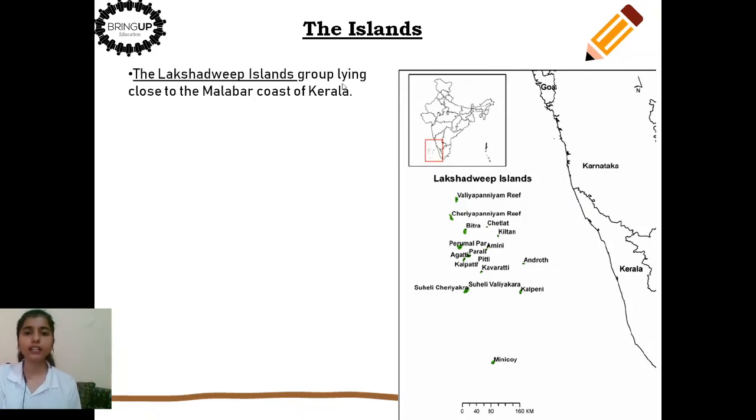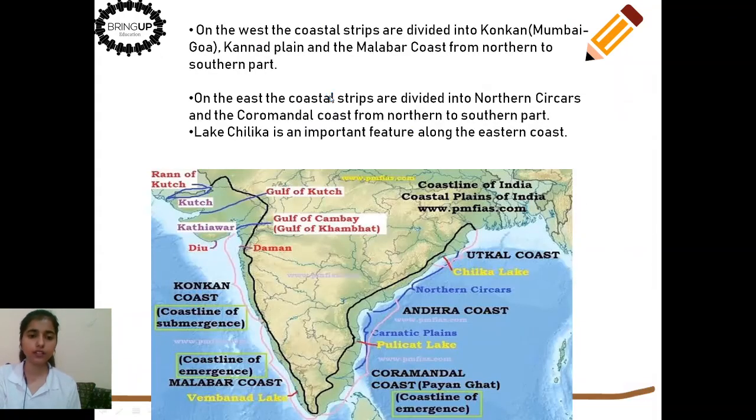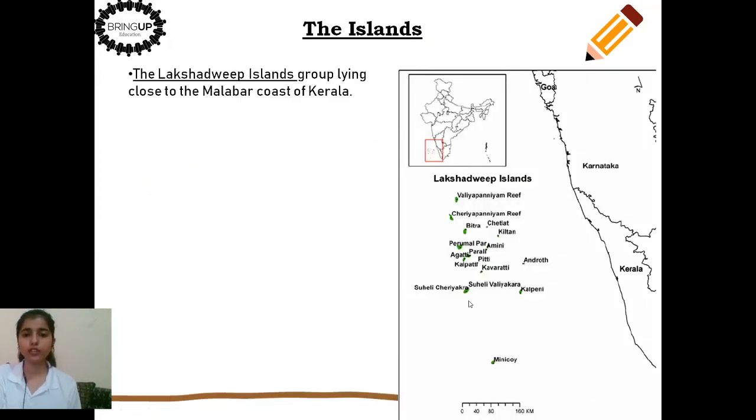The Lakshadweep Islands group lies close to the Malabar coast of Kerala. Let's see where was the Malabar coast. Yeah. So here lies the Malabar coast, just to the south. This is the map of India, and in the zoomed form you can see the Lakshadweep Island. So here lies the Malabar coast, and the Lakshadweep Island, that is the group of islands, lies close to the Malabar coast.